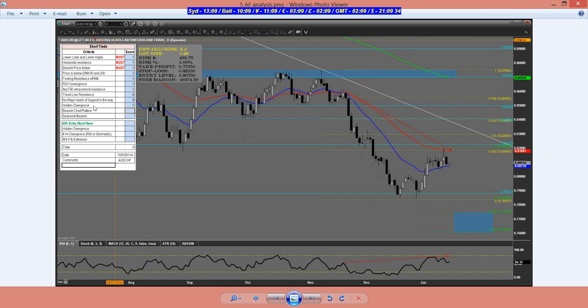Either one works. Hidden divergence. That's what you're showing there. Okay, yeah. Bullish hidden divergence or bearish hidden divergence. That's good. It's good stuff.